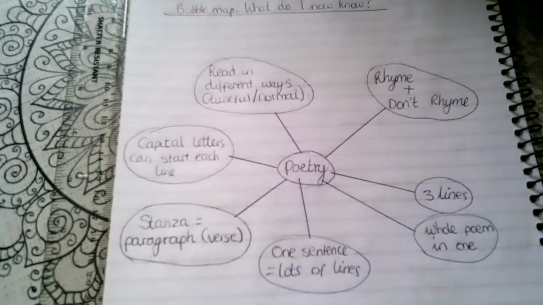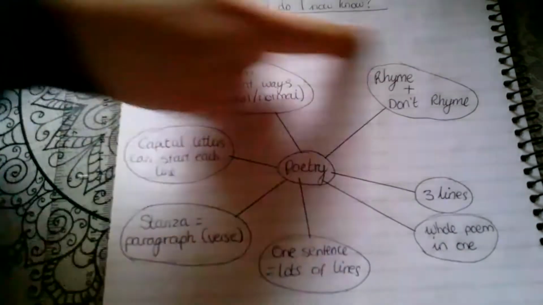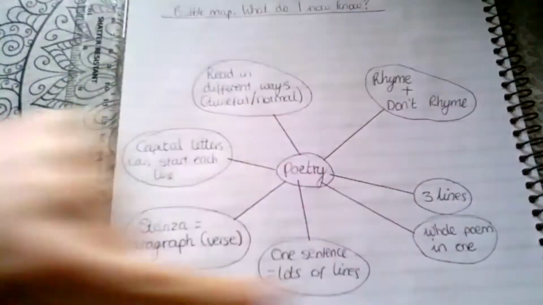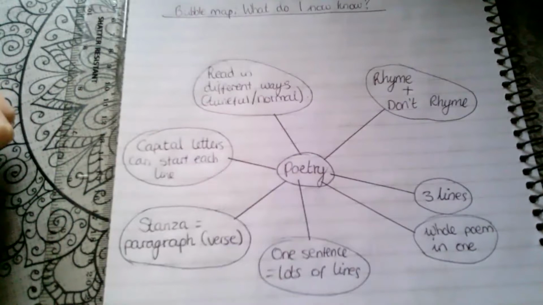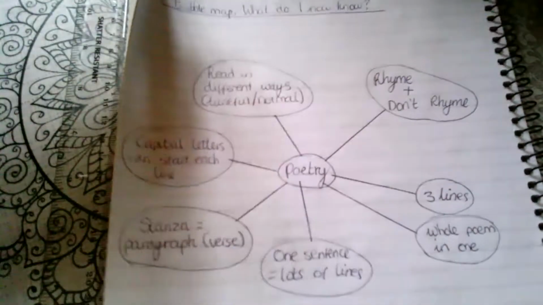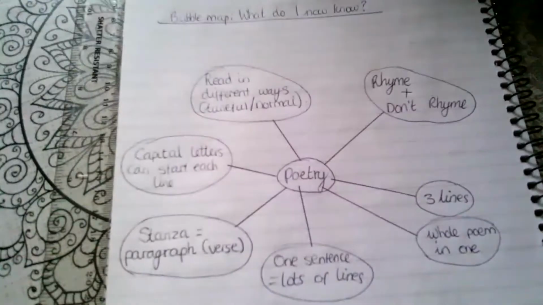So just have a little think, go back through the video if you need to look at the ones that we looked at on the slides, and just remember what we saw in all of those poems, and hopefully you will have a map that looks like this, and it tells us all of the things that we've learned today about poetry, okay? And that's built on what we already knew in our circle map, okay?